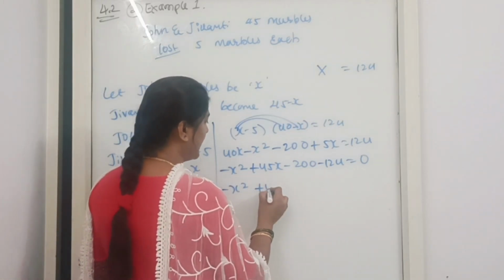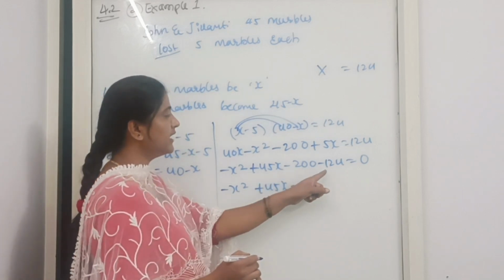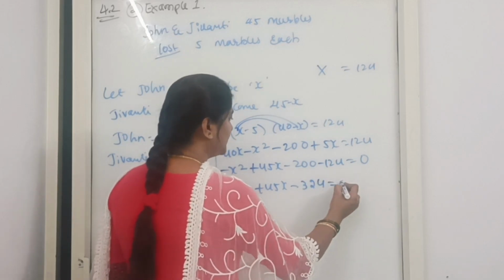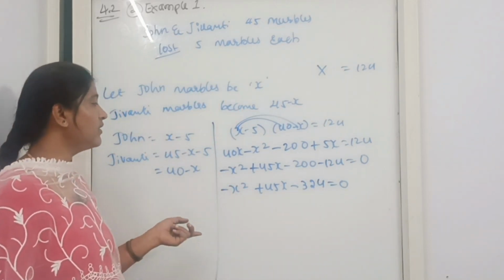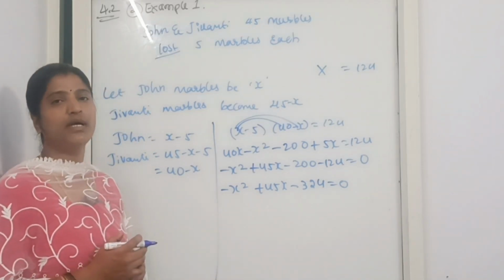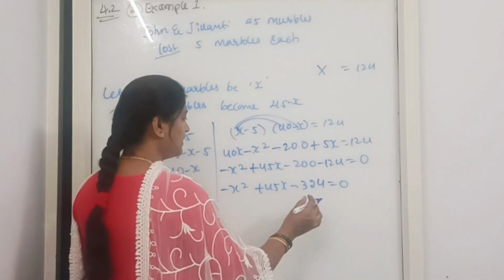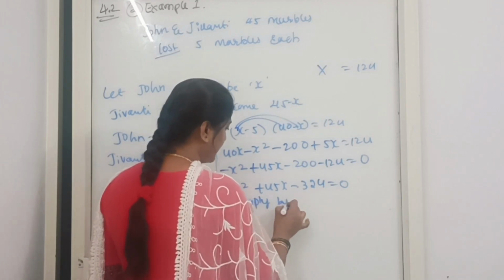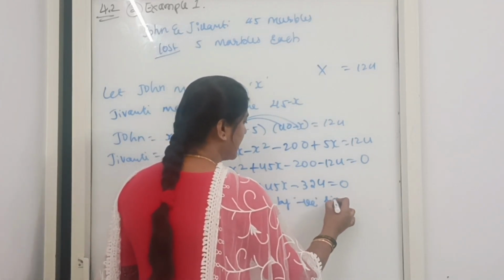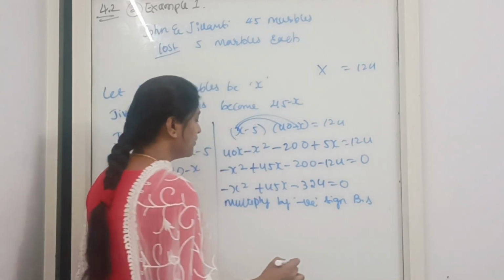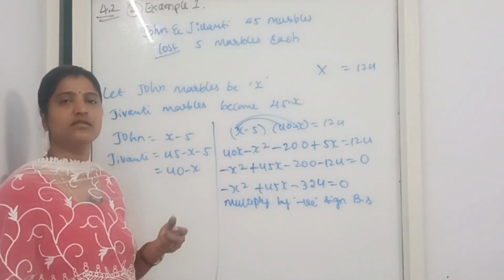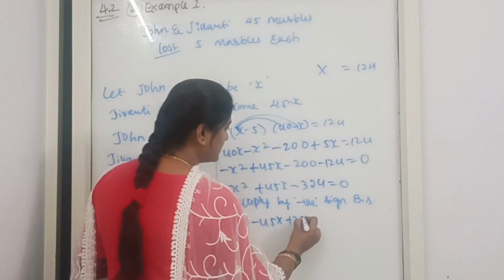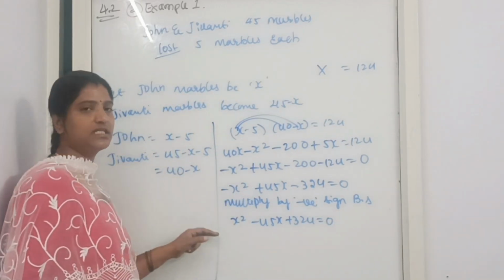Minus X square plus 45X, and both constants are also negative, so you can add them, 324. But the starting term has a negative sign, so you can try to cancel it. How to cancel? By multiplying both sides by a negative sign. Why is it required? To cancel the negative, because we need to factorize to find the solution. So X square minus 45X plus 324 is equal to 0. All the signs become reversed.